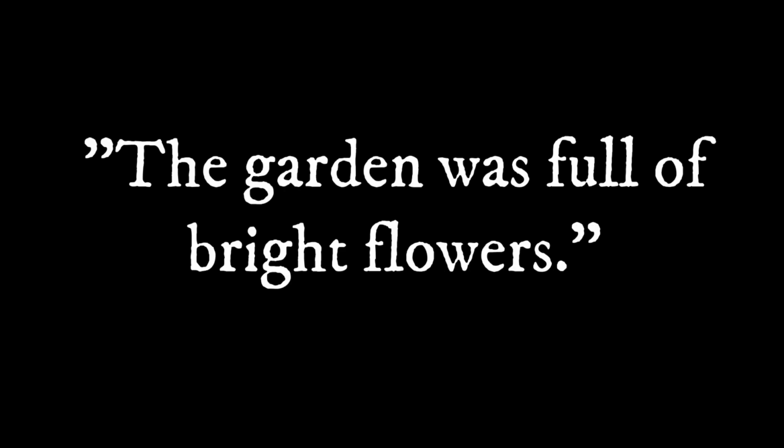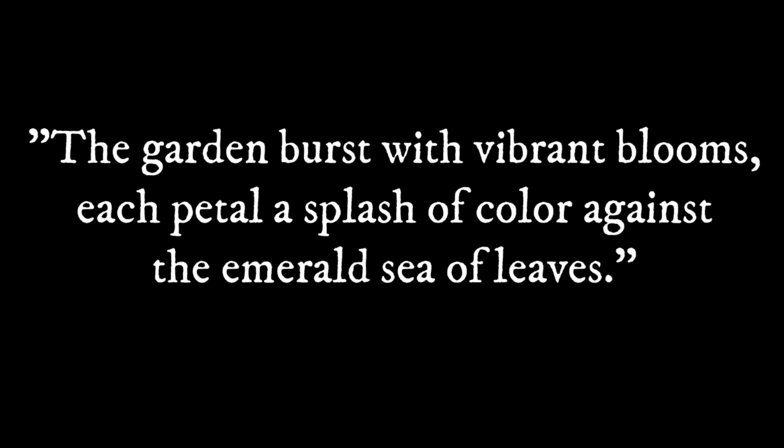An average description of something, such as a garden, would be to say, the garden was full of bright flowers. And it's an okay description. But if you want to make it more vivid, you'd say the garden is bursting with vibrant blooms, each petal a splash of color against an emerald sea of leaves. It's a far more compelling picture, as it uses more evocative language such as bloom or splash, which have greater connotations than simply saying that the garden is full of flowers.